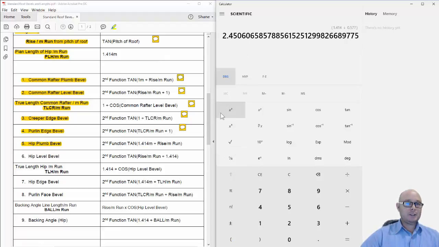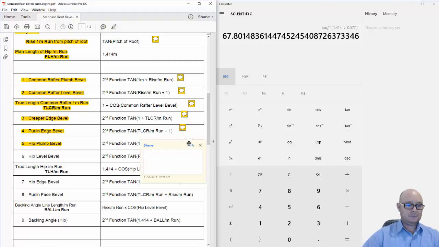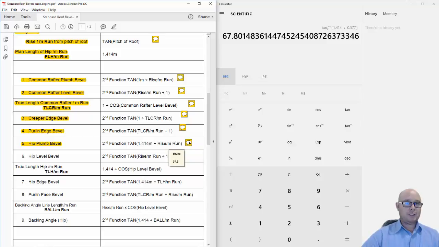It's not yet complete, so I then need to second function tan that, which is this button here, and that gives me 67.8. Okay, so for the hip plumb bevel, the answer is 67.8 degrees. So I'll just post that. And there it is there, 67.8 degrees.